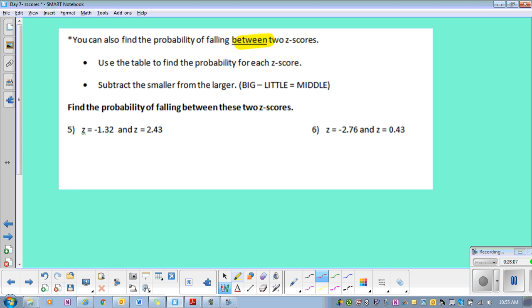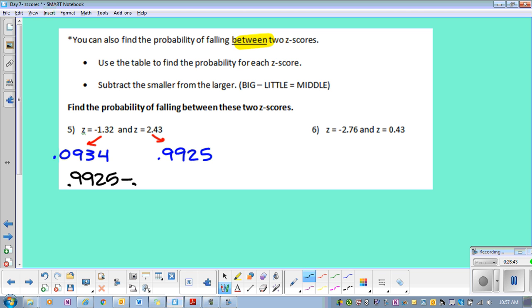Is anyone still having trouble reading the probabilities from the table? Okay, then let's do this. Find the probability for negative 1.32, and find the probability for a z-score of 2.43. Let's find both of those from the table, one at a time. Did you guys get both of these probabilities? So now, just take the bigger number, subtract the smaller number.